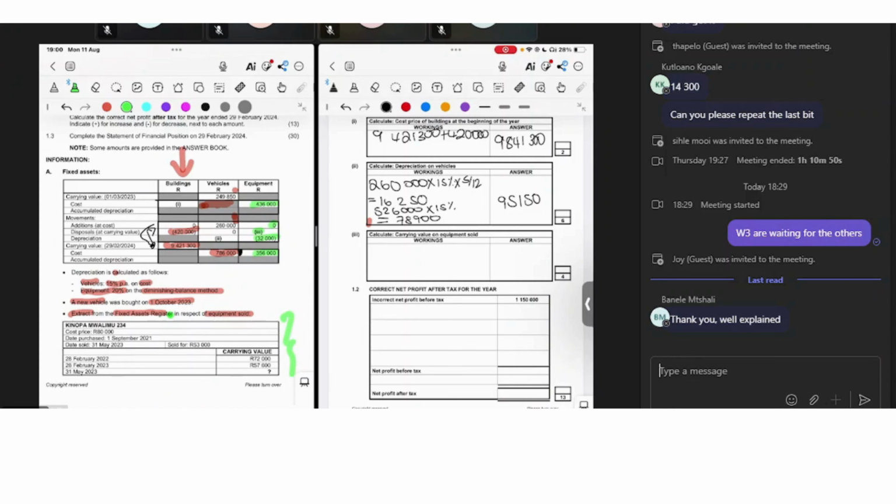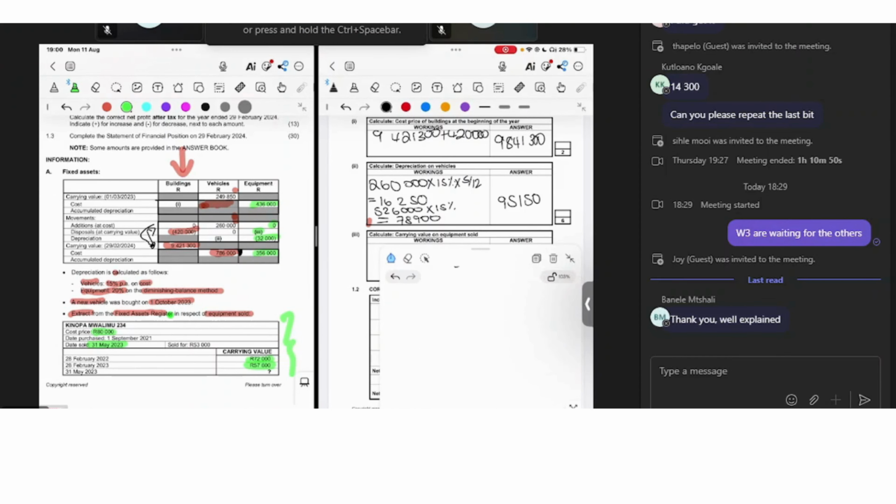So what have they given us? Information they've given us here, the cost price. We purchased this for 80,000 on the 1st of September 2021, and we sold it on the 31st of May 2023. Then what's the relevant information here? This was the carrying value on the 28th of February 2022, and this was the carrying value on the 28th of February 2023. Now remember, when does our year start? On the 1st of March 2023, which is the day after the 28th of February 2023, meaning this was our carrying value for the equipment sold at the beginning of the year.